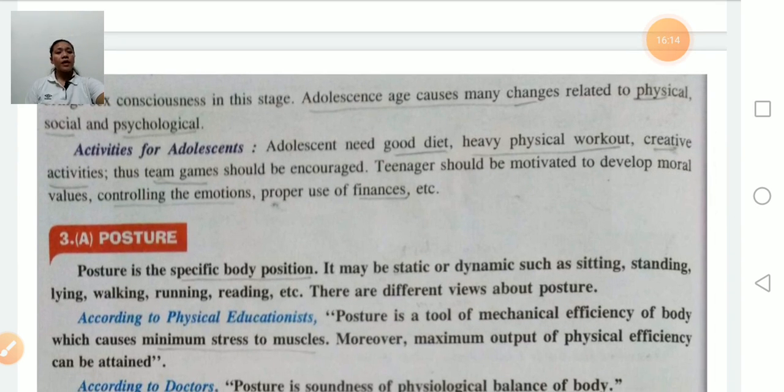They should do heavy physical workouts, creative activity and take a proper diet. Team games should be encouraged. They should perform team games. Teenagers should be motivated to develop moral values, control their emotions, make proper use of finance, etc.